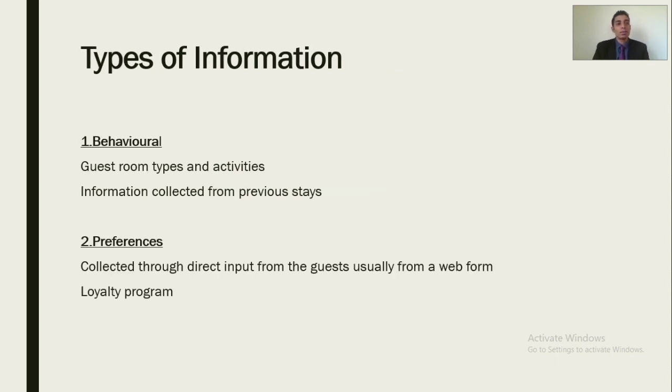Now for guest history, we have 2 types of information, that is behavioral information and preferences. Behavioral information is basically the room types and activities. The room types, like be it a king room or twin room, the category of room, the type of room, the room view, all this information is considered behavioral information, and it is collected from previous stays. If the guest has previously stayed in that room and was happy with it, we can assign the same room to the guest, because they prefer that room as well.